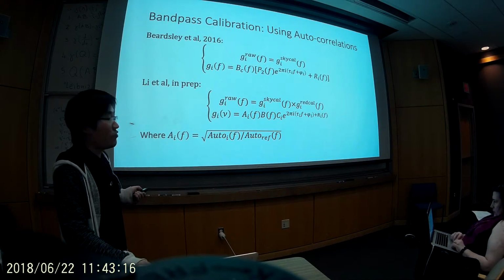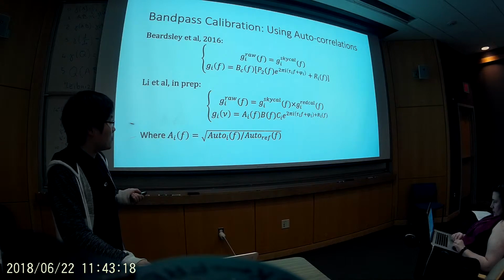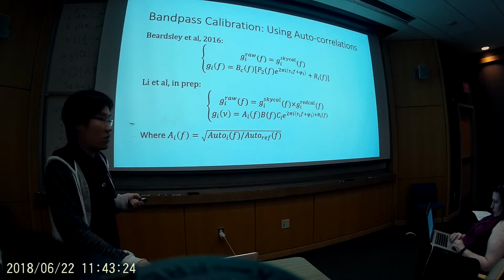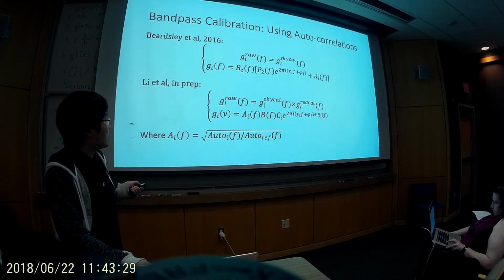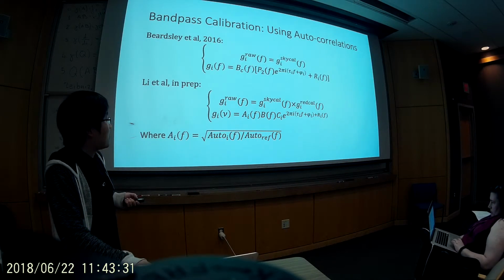In my work, I use the autocorrelations to capture the antenna-to-antenna variation, which is defined here. I want to remove the global sky signal from the autocorrelation. So I took a reference antenna and divided it out from the auto of each tile. So this is the final bandpass calibration.